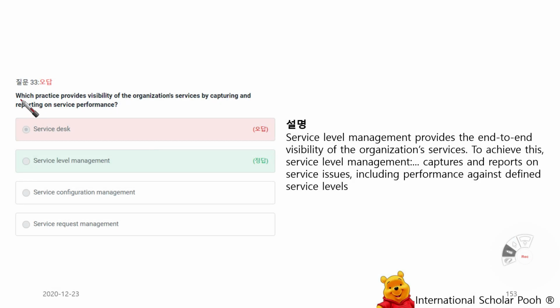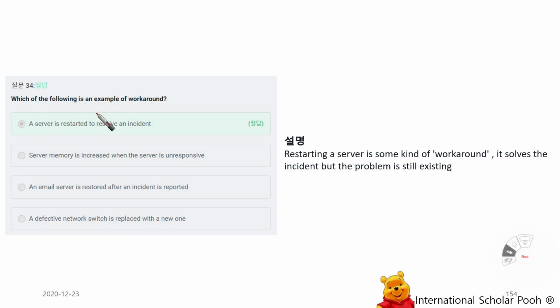Which practice provides visibility of the organization's service by capturing and reporting on the service performance? Service level management. Service level management provides the end-to-end visibility of the organization's service. To achieve this, service level management captures and reports on service issues, including performance against defined service levels.